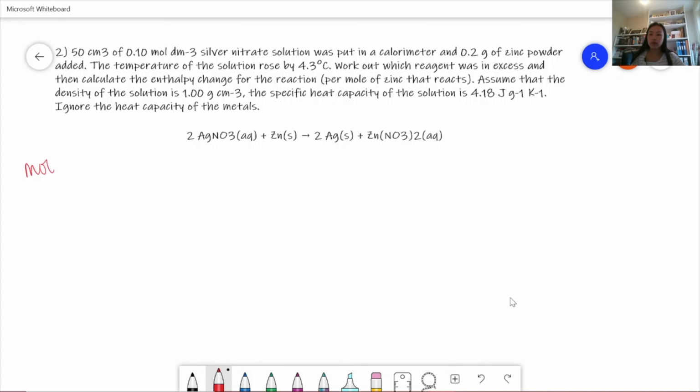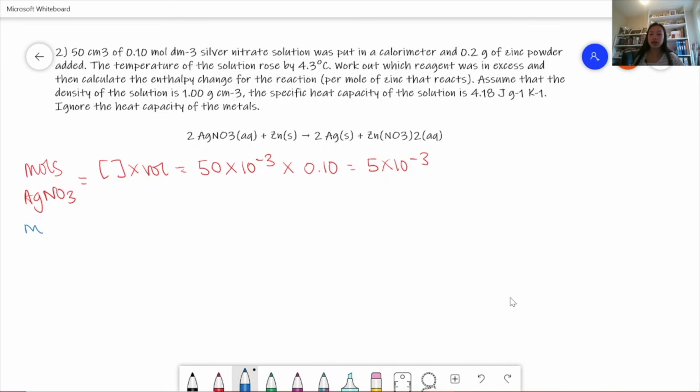So the moles of silver nitrate, now they only give concentration and volume, so we can't use the mass over MR formula. We have to use concentration times volume. And it's normally volume in dm cubed and concentration in moles per dm cubed. So we're going to convert this 50 centimeters cubed to decimeters cubed. And the way we do that is divide it by 1,000 or times 10 to the minus 3. And then we times it by the 0.1. And this gives us 5 times 10 to the minus 3 moles.